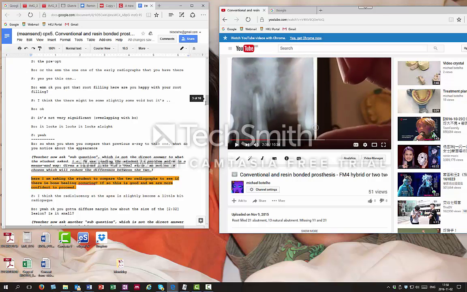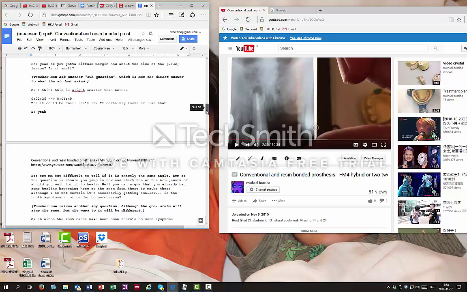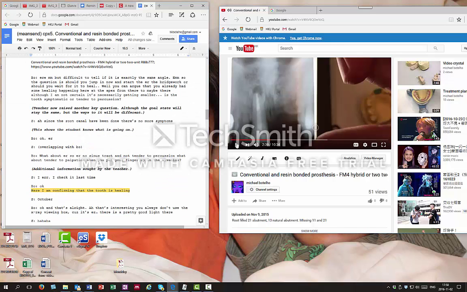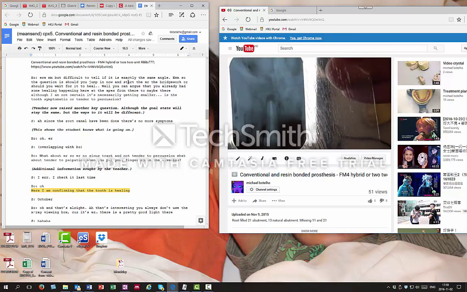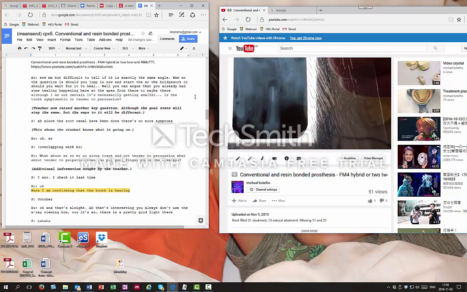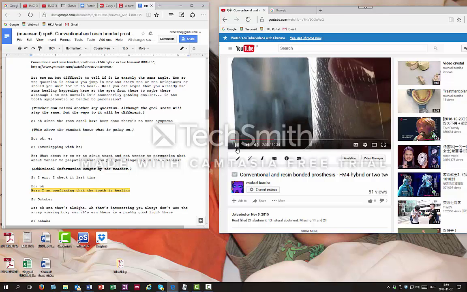Yeah. So then here we're clarifying that it seems to be getting smaller and better, so he's giving the right information, because if it's not getting better, then we've got a problem. But he seems to know the correct information that things are improving. But it's hard to tell if it's exactly the same angle. So the question is, should you jump in now and start the bridge work, or should you wait for it to heal? Well, you could argue that you've already had some healing happening.